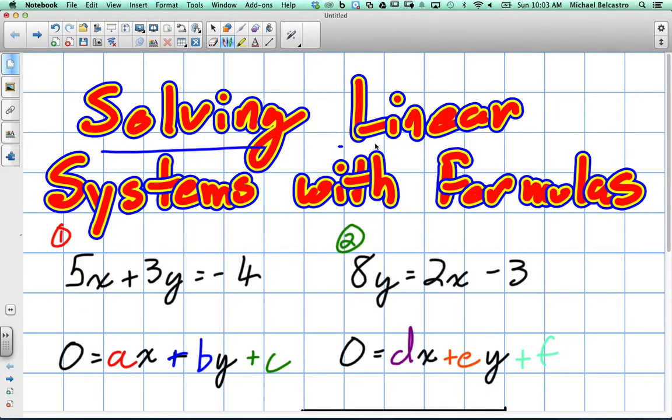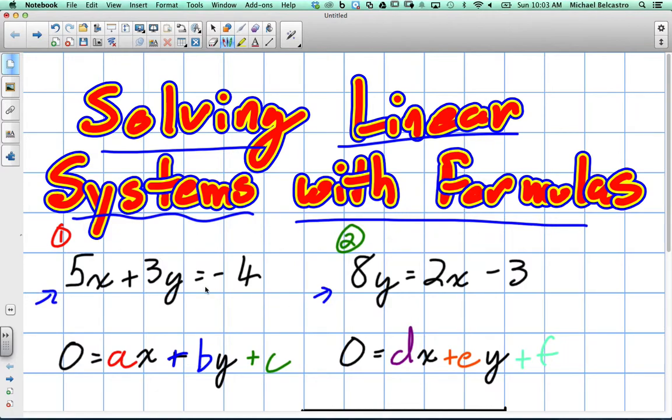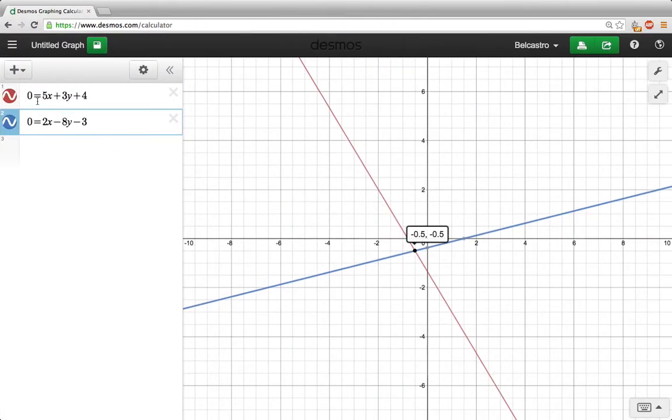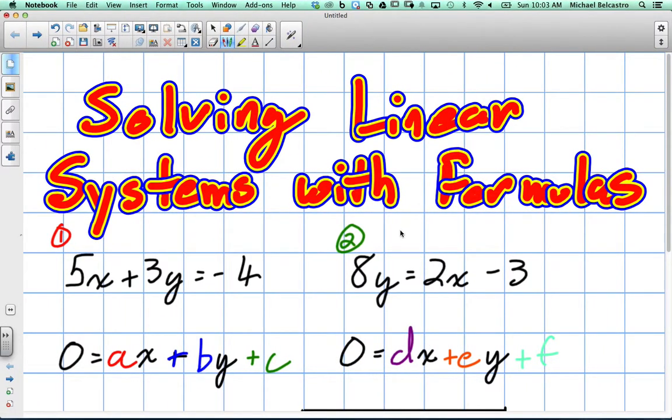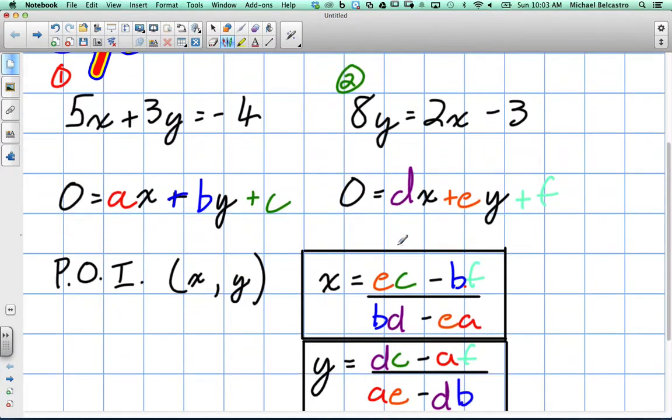We're going to be looking at solving linear systems using formulas. So here are two linear systems, and they're written a little differently. What we're going to quickly show you is, on the other page I've typed them in, and their format is a little different, but essentially their point of intersection is negative 0.5, negative 0.5, or negative a half and negative a half.